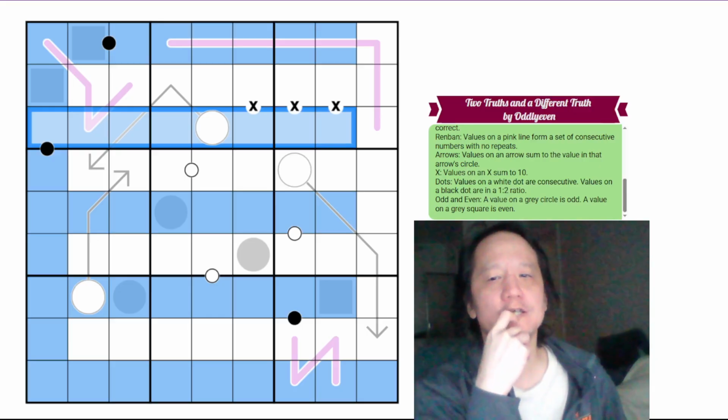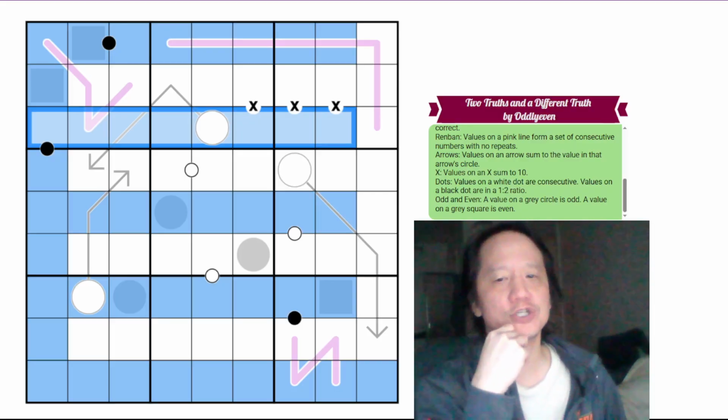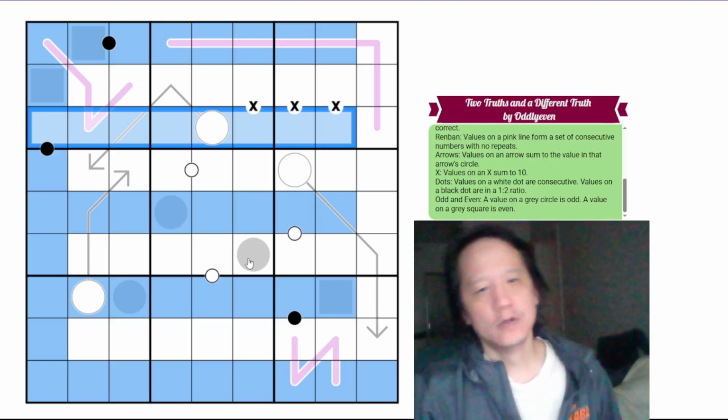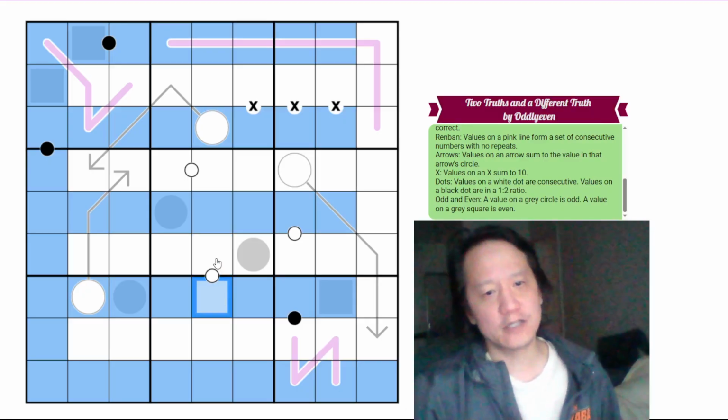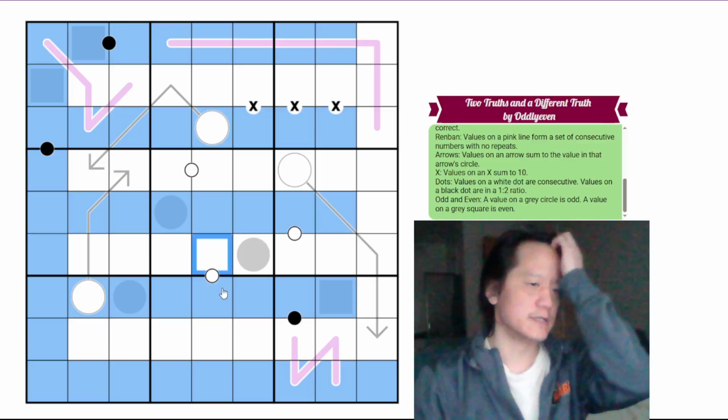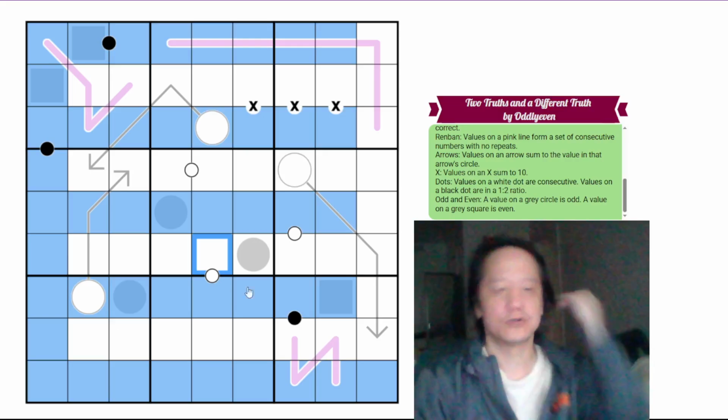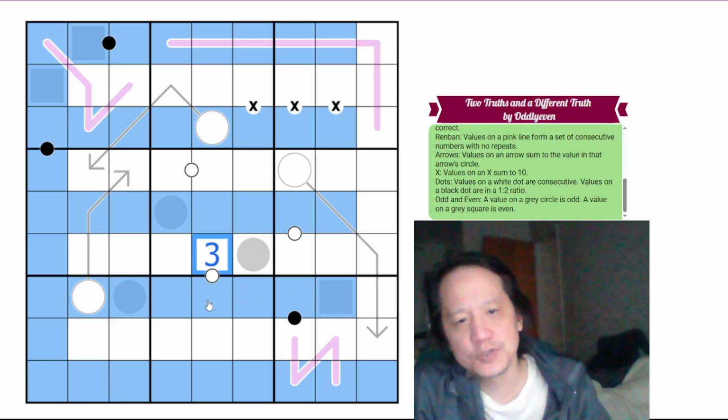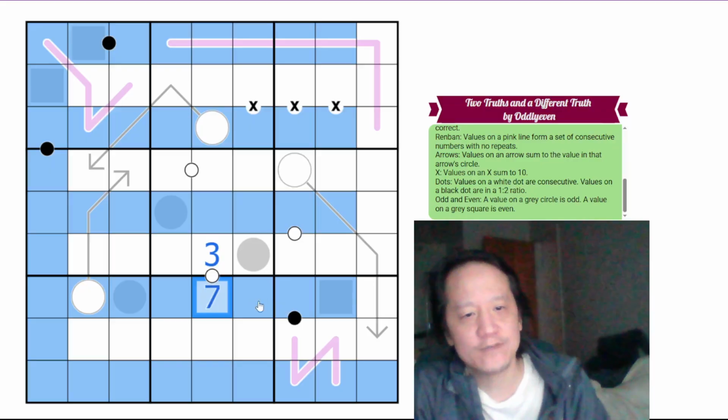Values on white dots are consecutive. Values on black dots are in a 1-to-2 ratio. So, assuming this, again, the blue... Actually, let's this time assume white, the non-shaded, was doublers. If this is 3, this would have to be 5 or 7.